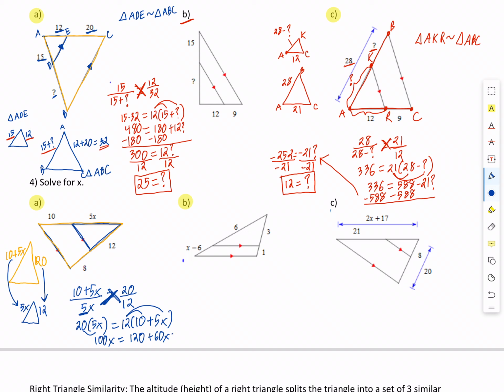I'm going to go over into my space for this next problem. So we're going to have 100x equals 120 plus 60x. Let's move this 60x over by subtracting. So then we get 40x equals 120. Now we divide by 40. And so x is equal to 120 divided by 40, which gives us 3.